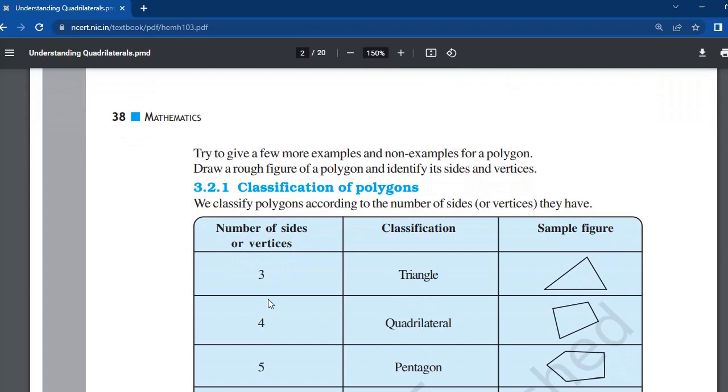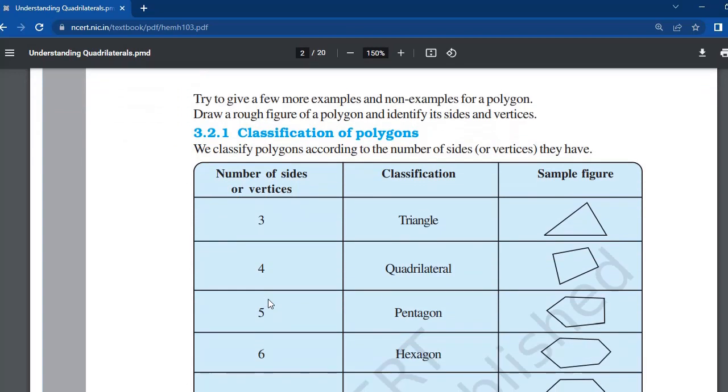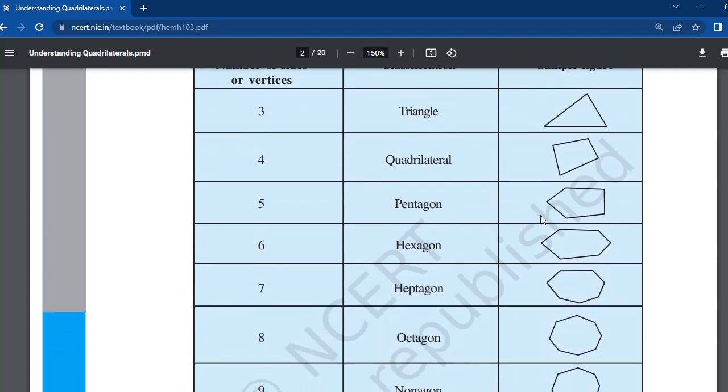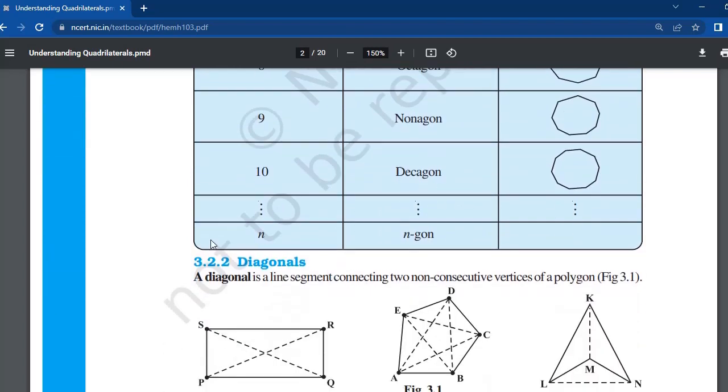If you see the further classification of polygons, how they are classified, it is by the number of sides and vertices, correct? So triangle, you have learned, three vertices, three sides. This is a quadrilateral. Then pentagon, five vertices. Hexagon, six vertices. Correct. In this way, nth. So whatever the number of vertices there are, this is a decagon.